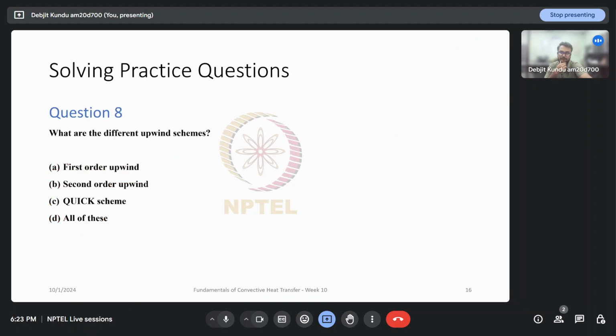So moving on, we move on to question number 8, which is asking us what are the different upwind schemes which are commonly used in numerical solution for convective heat transfer. Is it option A, first order upwind schemes? Is it option B, second order upwind schemes? Is it option C, QUICK scheme? Or is it option D, all of these?